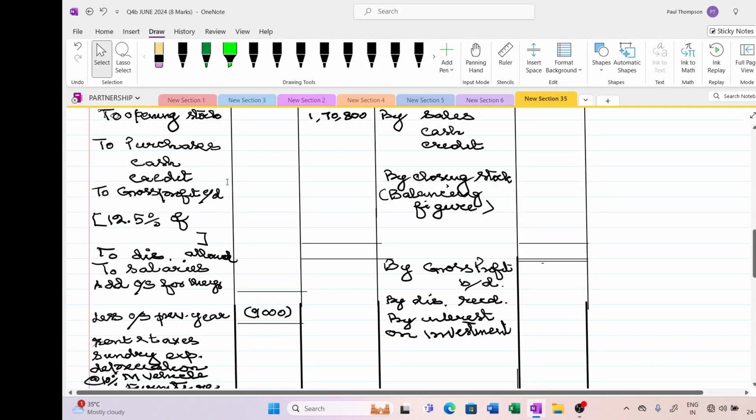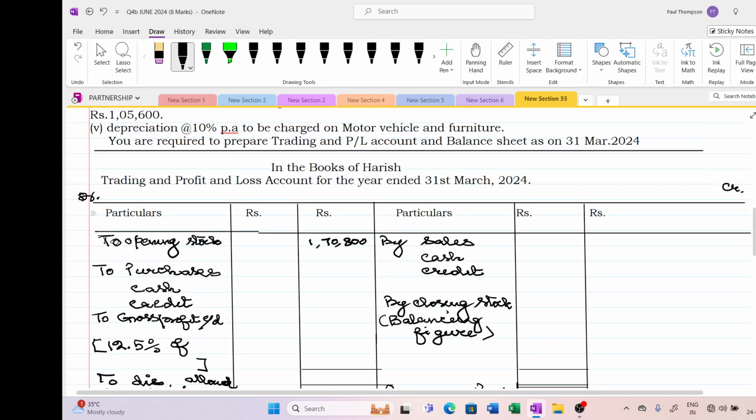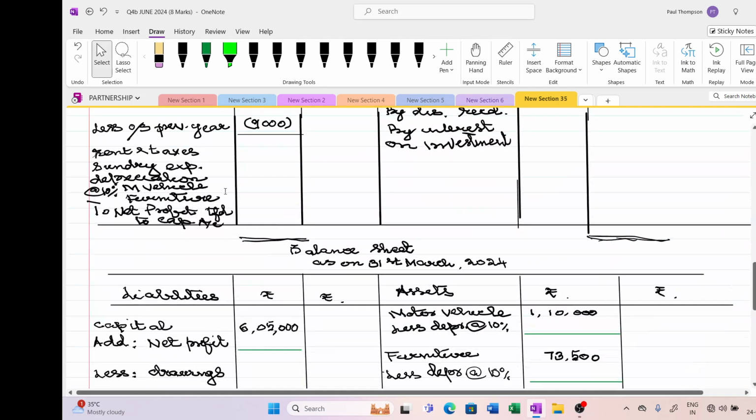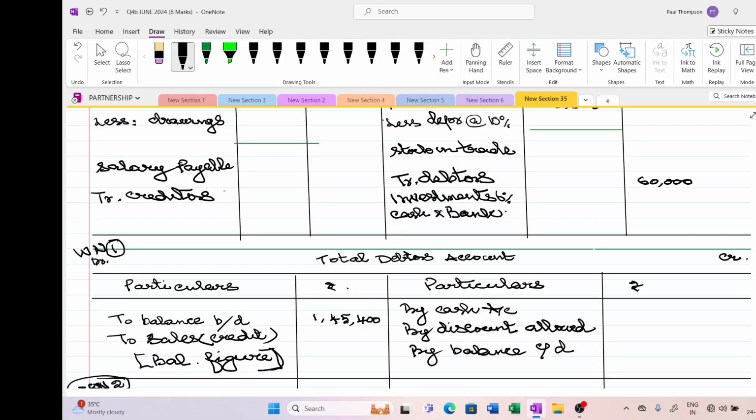So cash and bank, first they have given opening cash in hand and bank. I don't need it at all anywhere. Next they have given cash sales. So I have to write it here. Cash sales will come in your trading account, 10 lakh 22,400. Next on the receipt side they have given receipts from the trade debtors. That is cash received from debtors. So I am going to the debtor account, 85 lakhs 52,000.